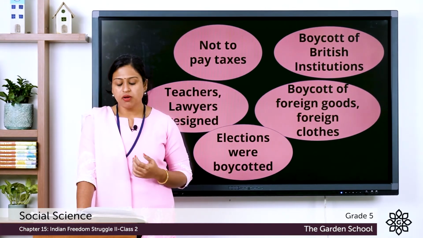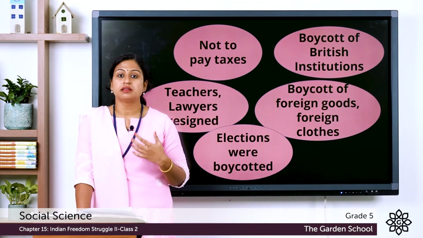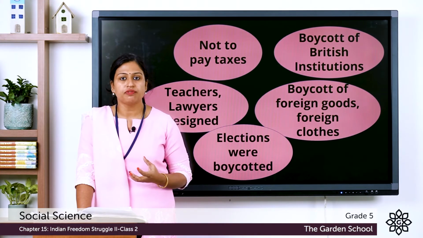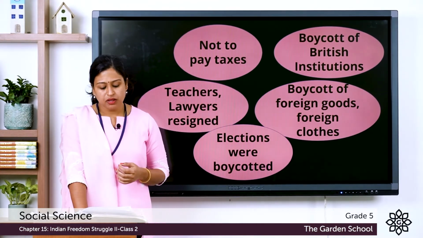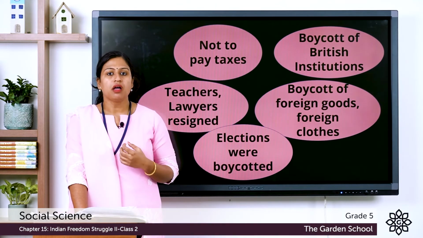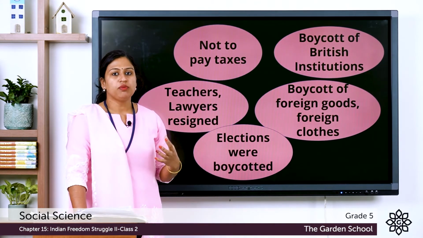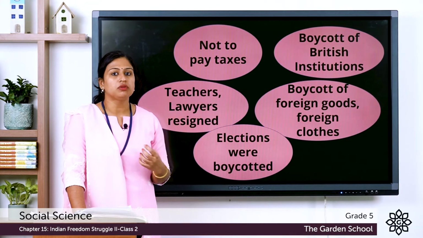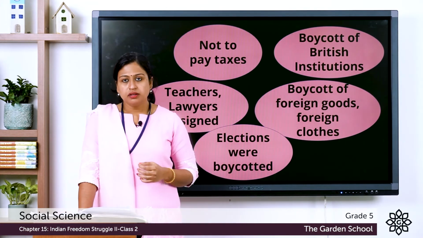Many rallies were also organized and various workers went on strike in railways, post offices and other offices. Even the shops were closed. So these were the ways through which the people of India participated in the non-cooperation movement.